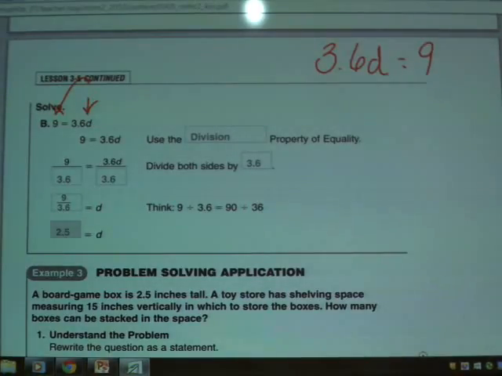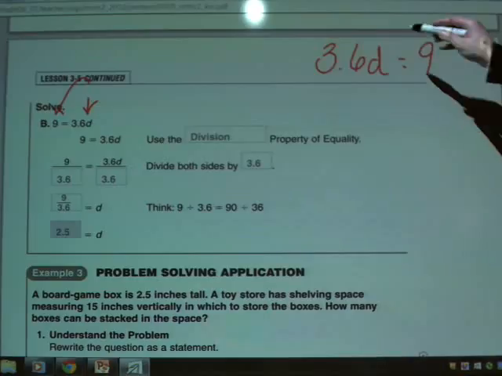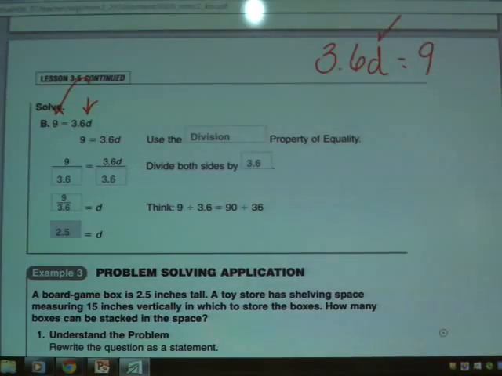All right, so now let's jump into our rules. My rules say to keep variables on the left. Well, I do have variable d on the left, so he's not going to move. And my rules say to have numbers on the right. Well, I do have the number 9 on the right side of the equal sign. So the only guy I have to look at moving here is the 3.6.